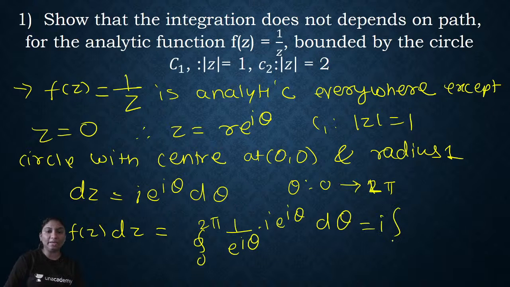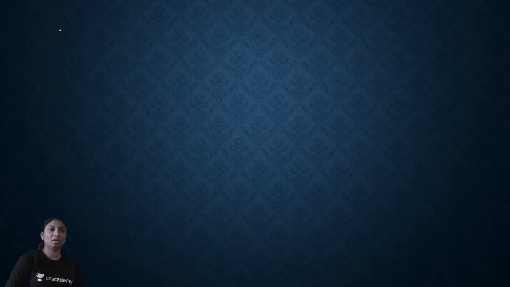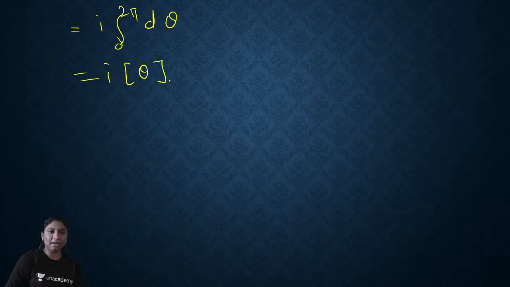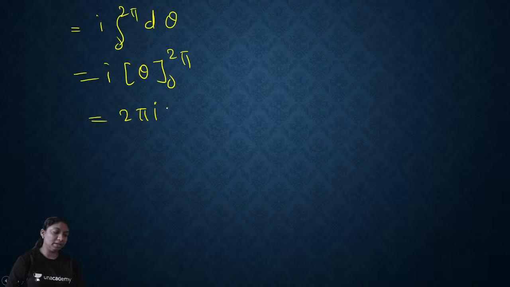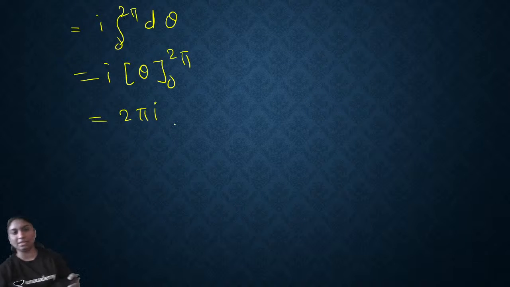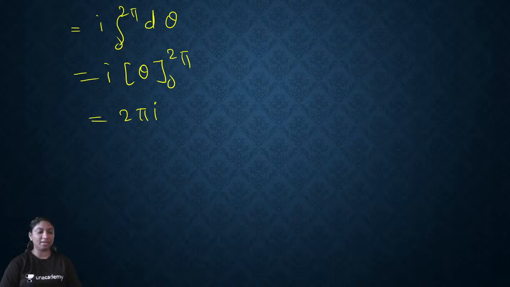So you will get i times the integral from 0 to 2 pi of d theta, which is equal to i times theta from 0 to 2 pi. So it is nothing but 2 pi i, right? So the integral of this function is 2 pi i without using Cauchy's integral theorem or Cauchy's integral formula.